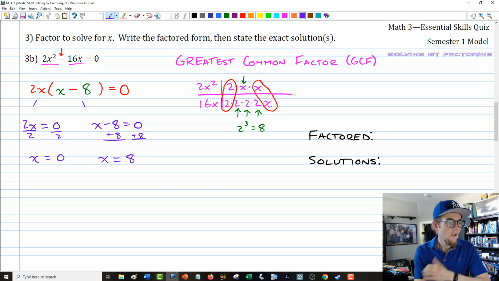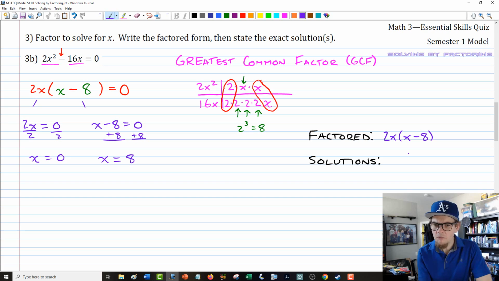That's on me. So I'm going to go over there and do that. So first, for our factored form, we did that. That was 2x times x minus 8. There are other ways to write it, but this would be the cleanest, I'd say most standard. And then for our solutions, well, we did that too.